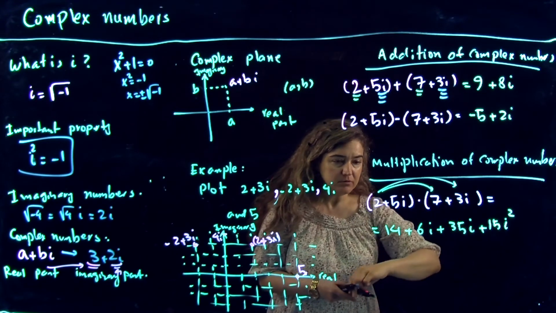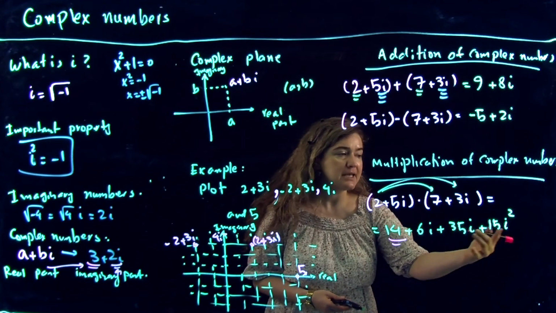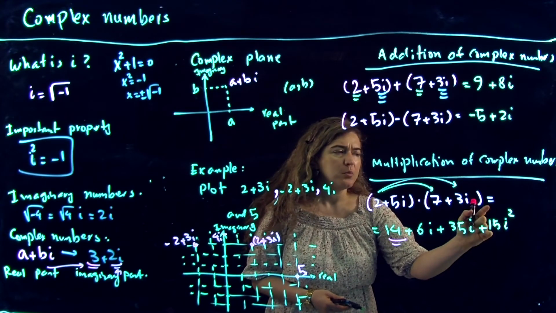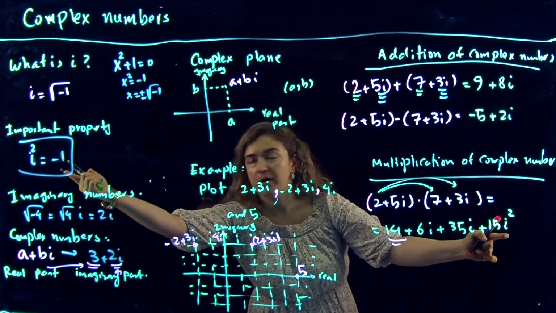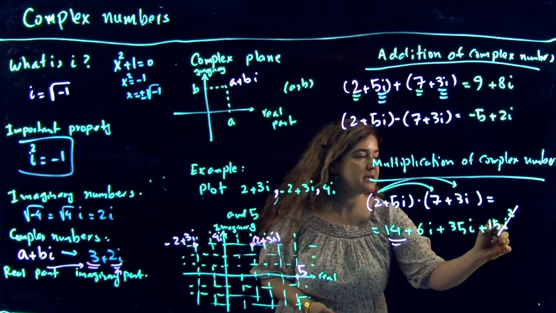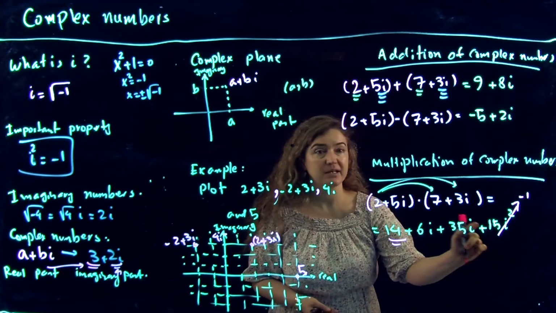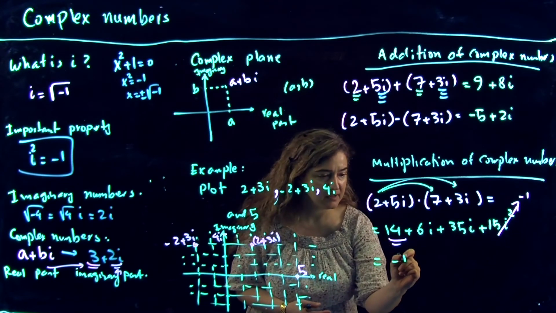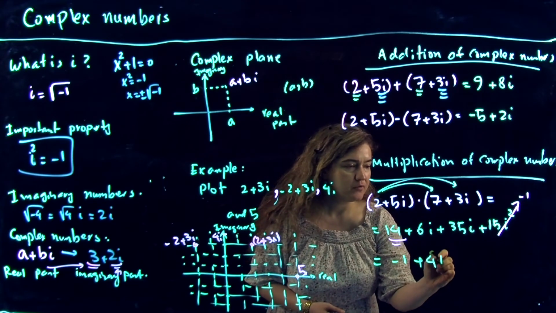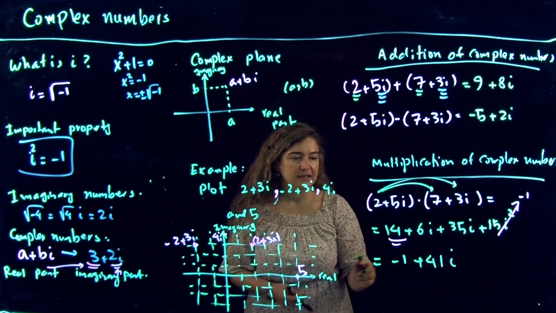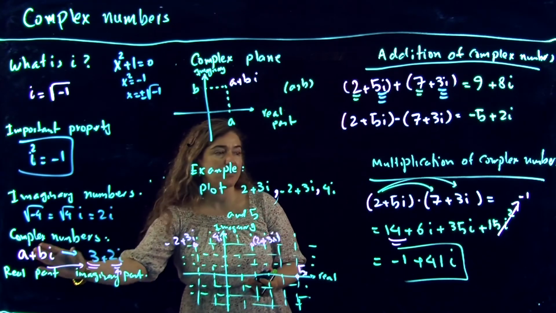Now let's clean this up, because that's not this format yet. What I can do is add 14, and any other real number. Oh, by the way, I have not used my important property over here. So let's replace i squared by -1. So this would be 14 minus 15 times -1, and then add these two together to get 41i. And this is your final answer that looks like this format.